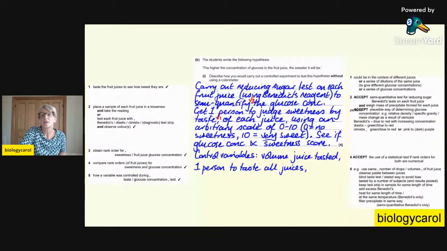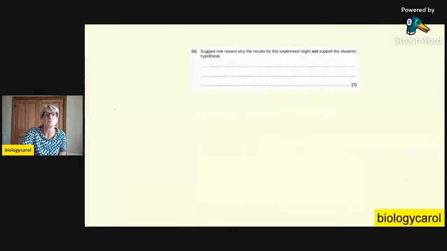I think that this is a separate point to these 2 lines here. Benedict's tests on each fruit juice and weigh mass of precipitate. Or you could say semi-quantitative test. I think I've got away with it here. I'm hoping so. Obtain rank order for sweetness. Well, because I indicated how you could grade the sweetness, clearly you could rank. I think that would have been enough. And I mentioned control variables. I'm going to be honest, I'd have got either 2 or 4. I think I'd have got 4.